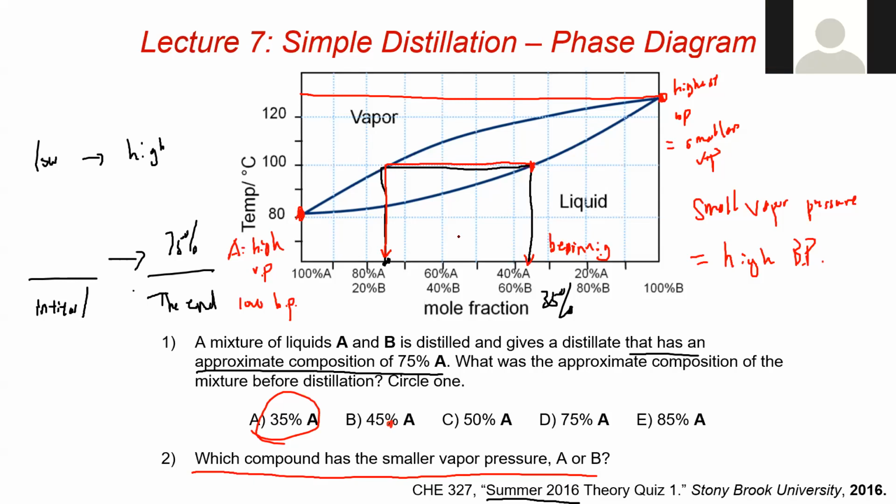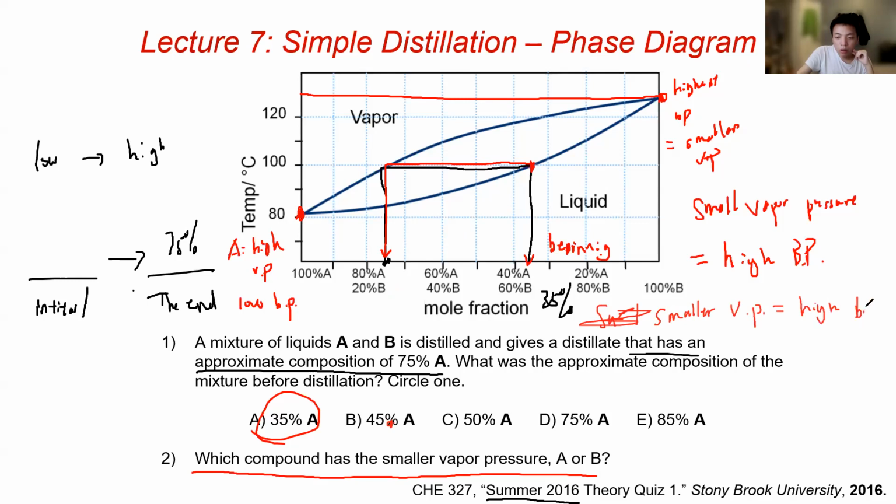Can you go over again how you relate vapor pressure to the graph? I don't have the complete explanation for it, but essentially, smaller vapor pressure is equal to high boiling point, and higher vapor pressure is equal to low boiling point. Just keep this in mind.